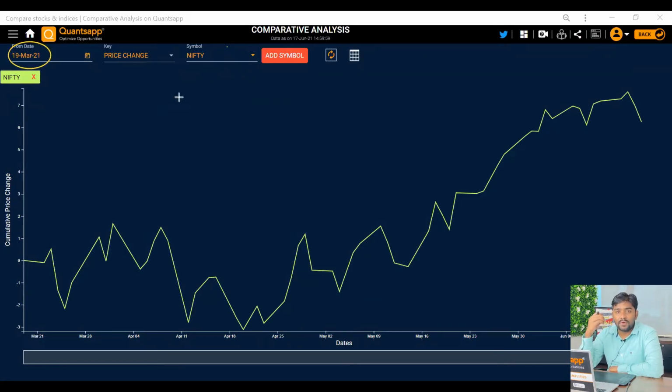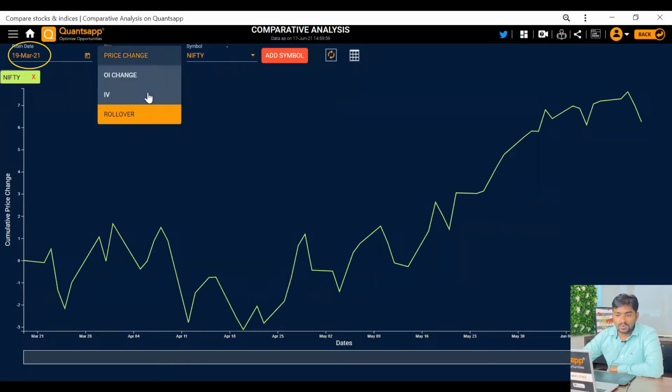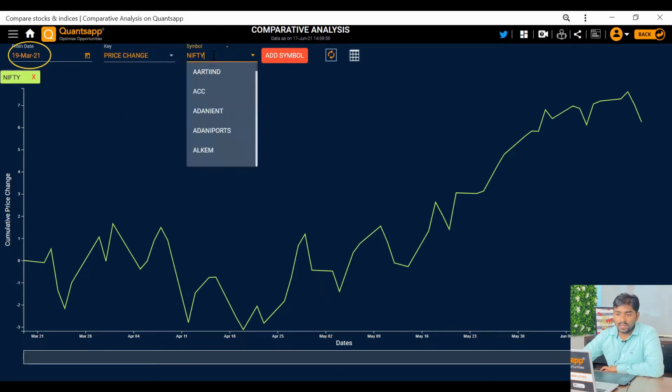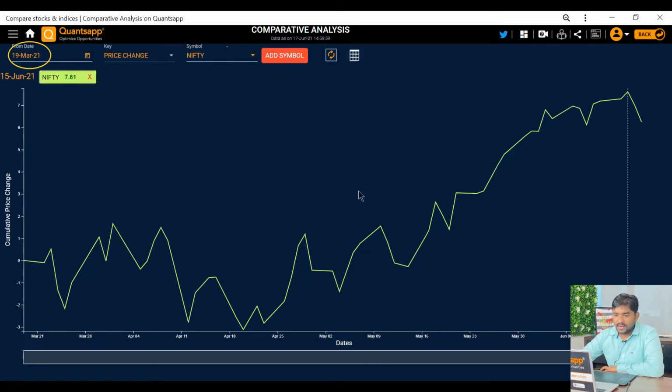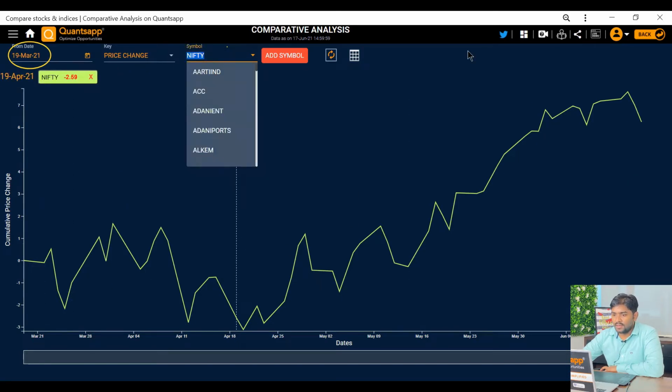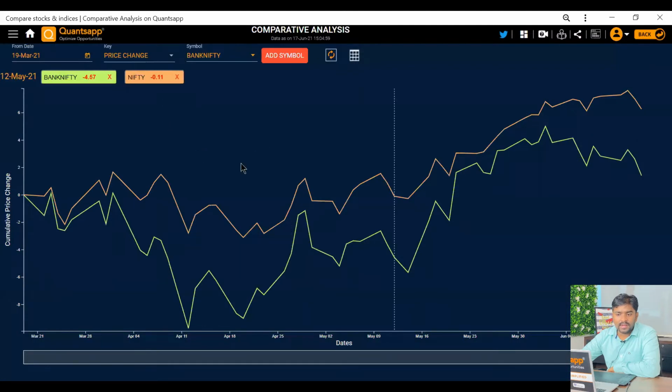That is, from which date we want to see a relationship between two indices or probably two stocks, right? Next is price. So what do you want to check? We can see the price change, the open interest change, and also IB and rollover. Second, this is the other symbol that we need to add. Nifty is already showing the data here, so I'll click here and change it. Let me add Bank Nifty. I'll click on this and I'll get Bank Nifty here.